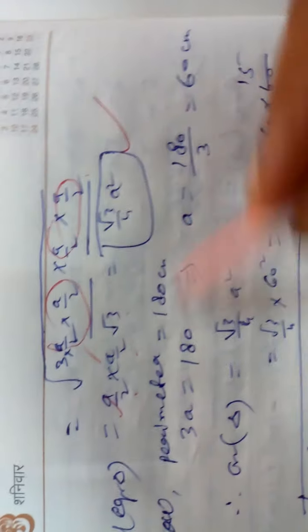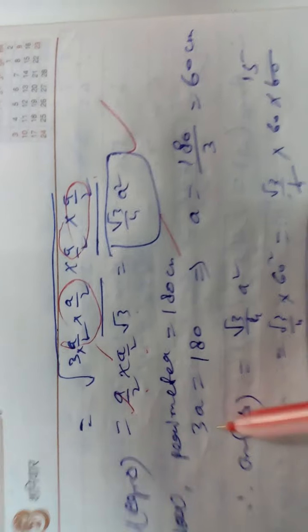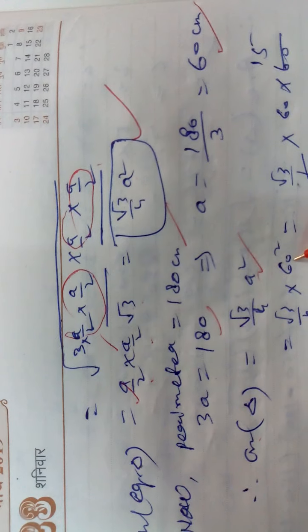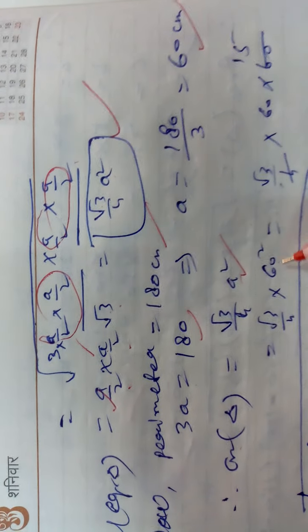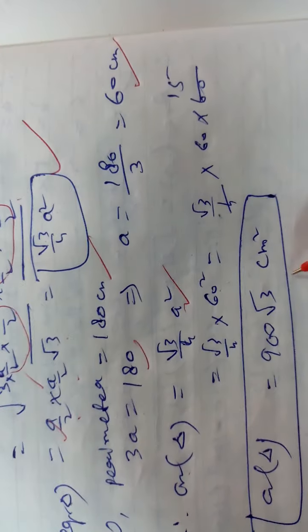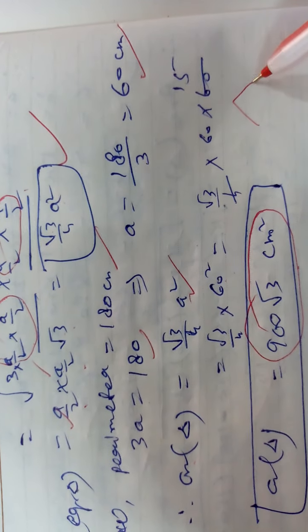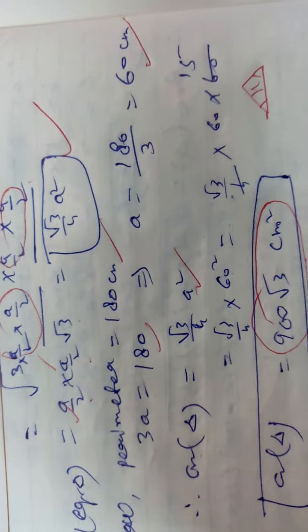Now the perimeter is given, 180. So 3A is 180, what is A? 60. Put the A here: 60 into 60 is 3600, and 3600 by 4 is 900. You are getting 900 root 3 centimeter square as the area of the triangular head.